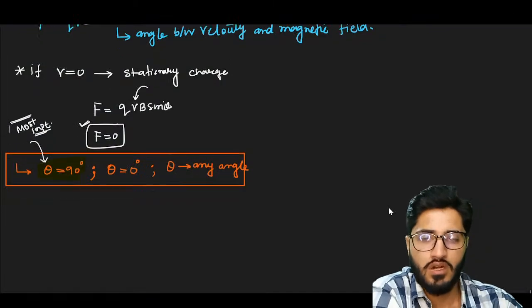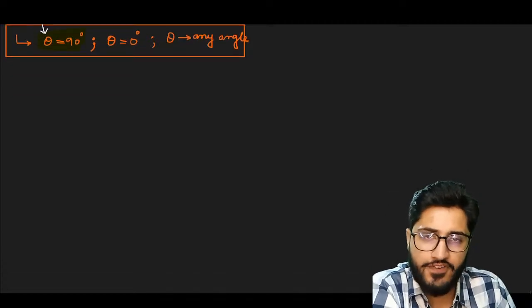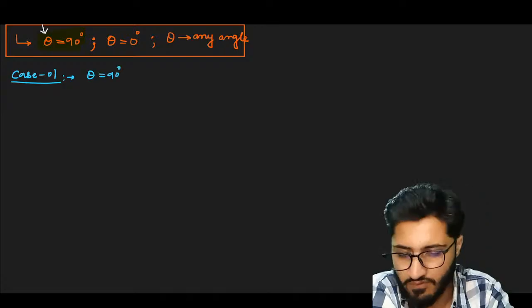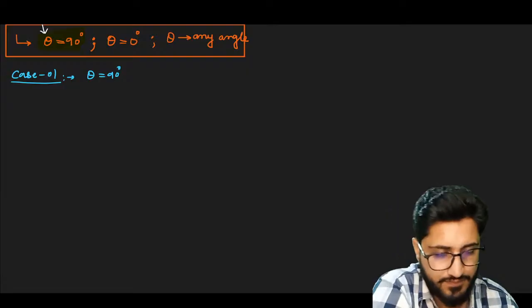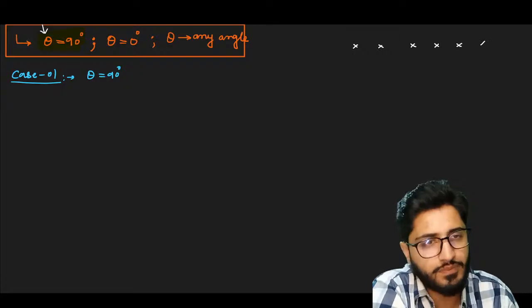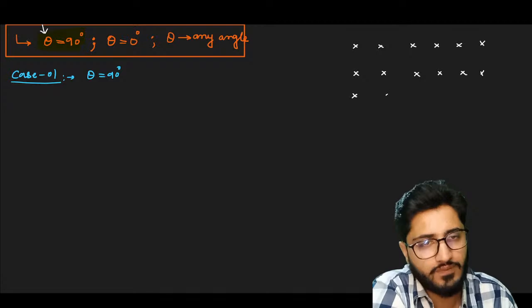Okay, now let us start with case number one, that is when theta is 90 degrees. So sir, how to represent it? Let's suppose my magnetic field is inside. This cross means it is inside, into the plane. My magnetic field is into the plane. I can write here B is inside.